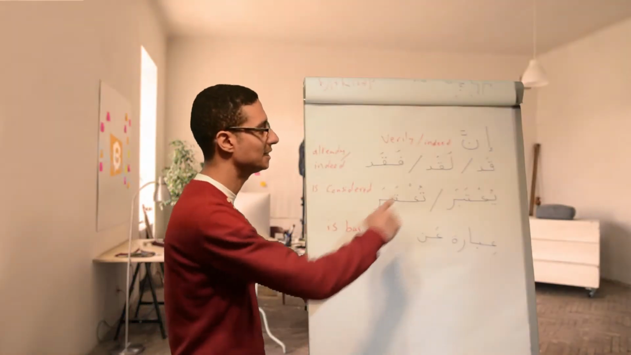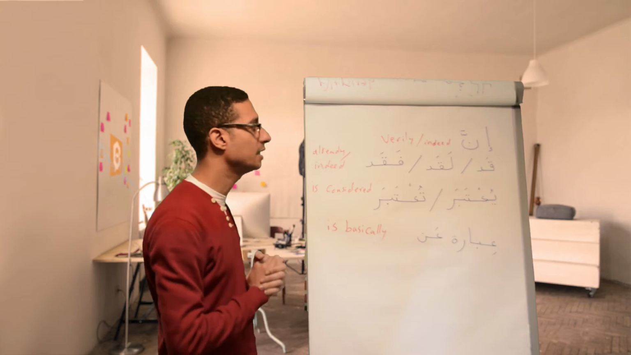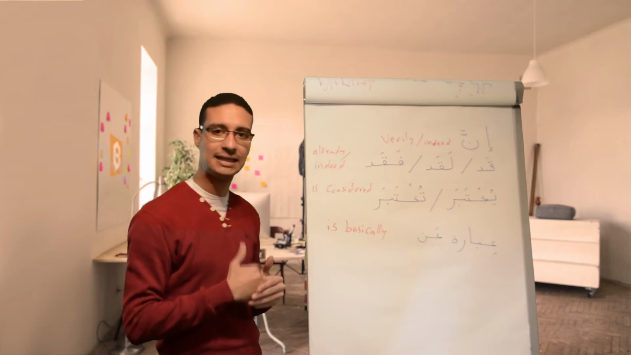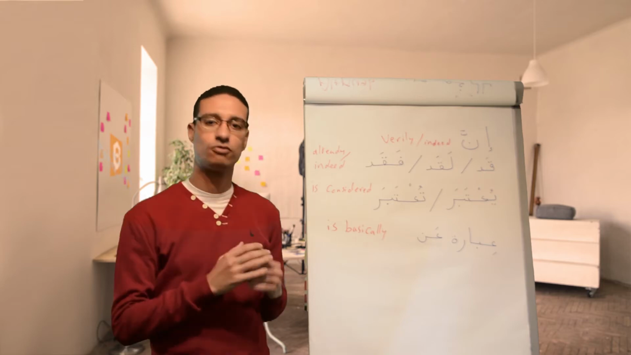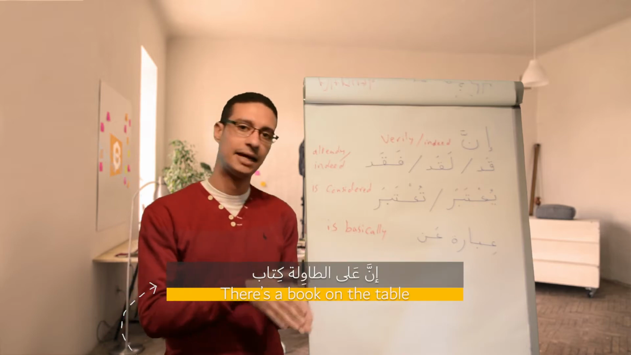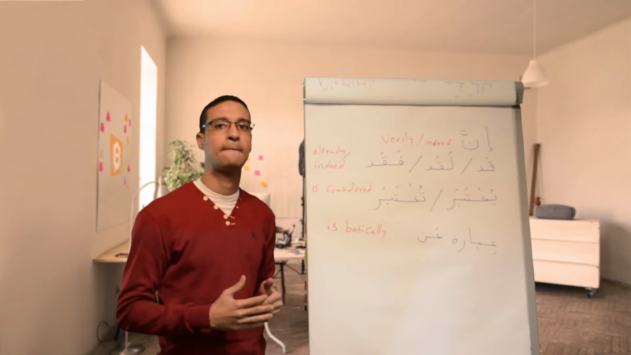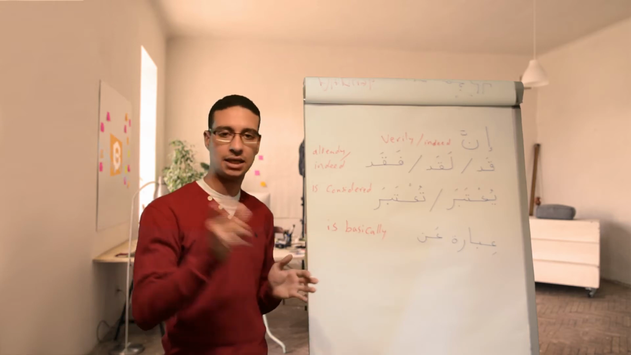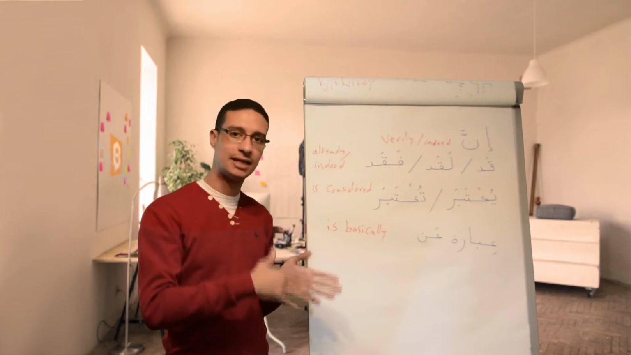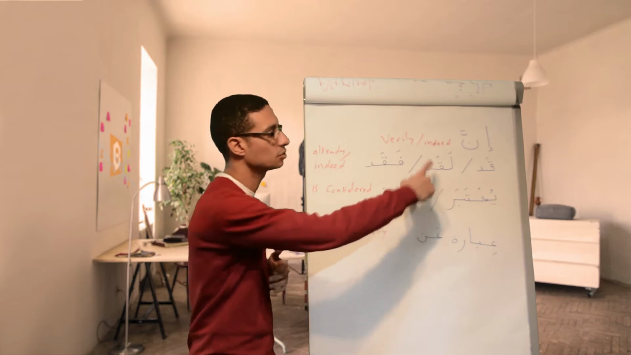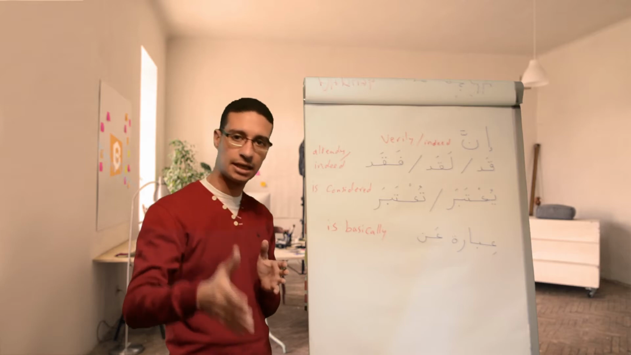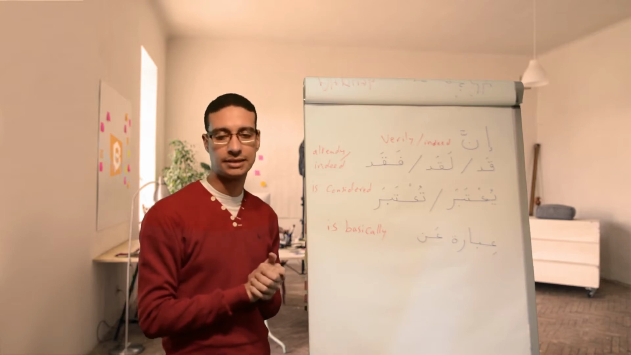The first one is inna. Inna means verily, indeed, really, but it doesn't add any new meaning to the sentence. For example, inna ala الطاولة كتاب. The translation is ala الطاولة, on the table, kitab, there is a book on the table. So we don't even translate inna. So literally, like, indeed, really, there is a book on the table.